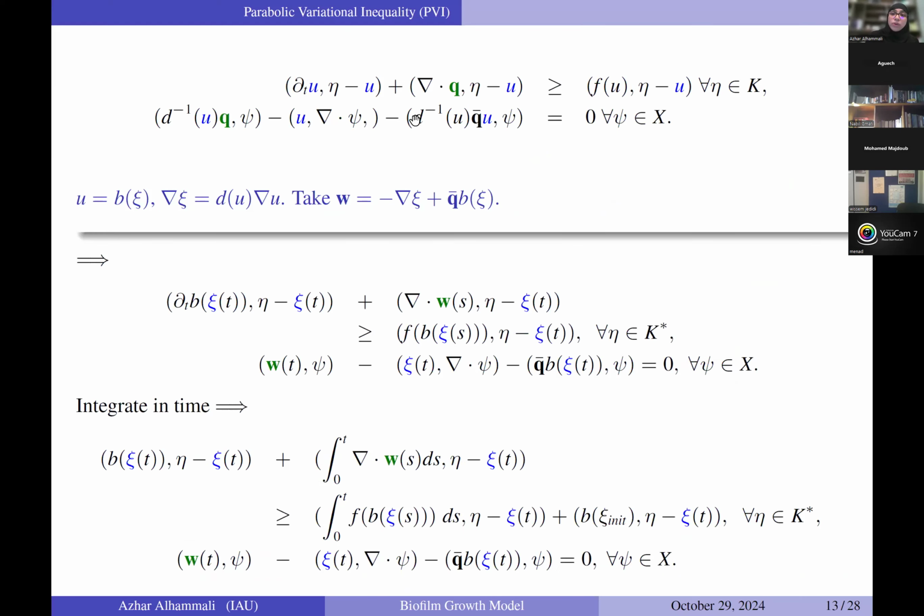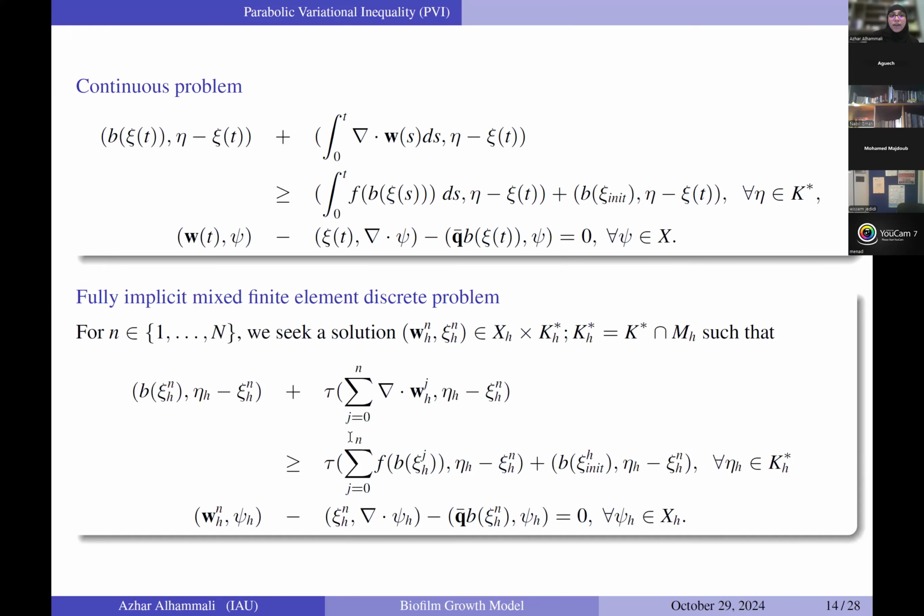So now we rewrite the system in terms of the new variable xi, and W is its flux, okay? And then we integrate the problem in time to overcome the low regularity. And then we approximate it, as I described before, with backward Euler in time and mixed finite element of the lowest order Raviart-Thomas element in space. Okay, so this is the new discrete problem.